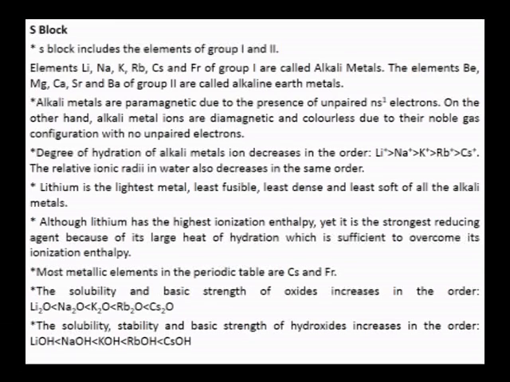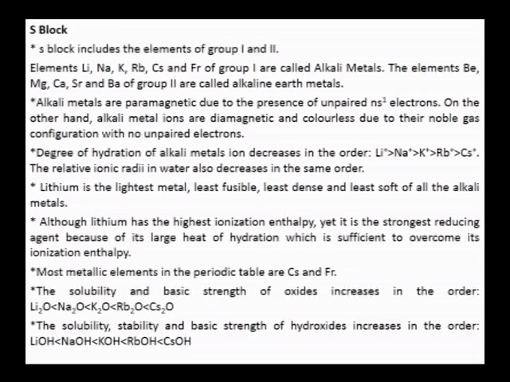The group 1 elements or metals are lithium, sodium, potassium, rubidium, cesium and francium. They are called alkali metals. The name is derived because the hydroxides of these metals are water soluble bases. The elements beryllium, magnesium, calcium, strontium and barium of group 2 are called alkaline earth metals.